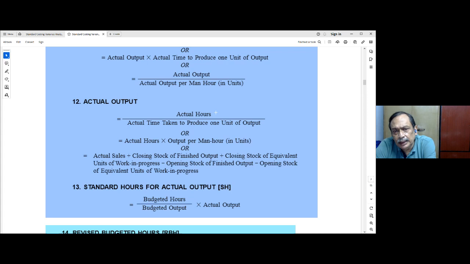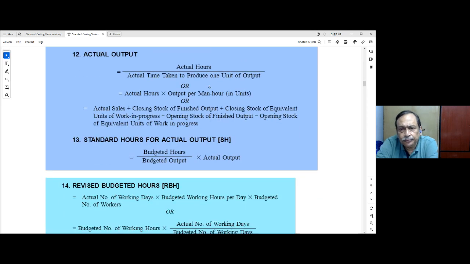Again, actual output is equal to actual hours divided by actual time taken to produce 1 unit of output, or actual hours into output per man hour in units, or we may have actual sales plus closing stock of finished output plus closing stock of equivalent units of work in progress minus opening stock of finished output minus opening stock of equivalent units of work in progress. Okay, when there is both opening and closing work in progress, then we are going to convert it into equivalent units.